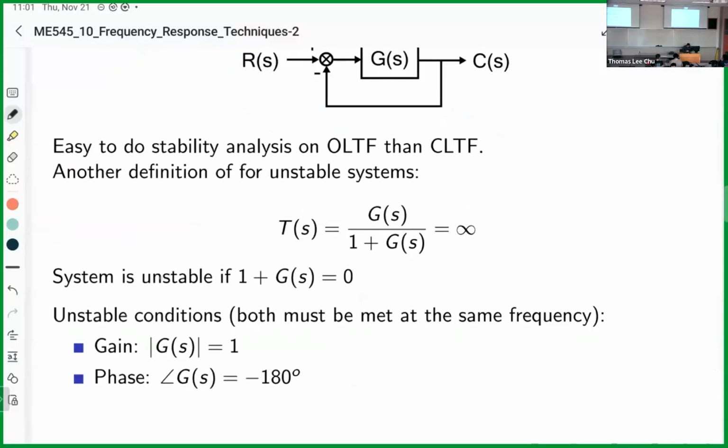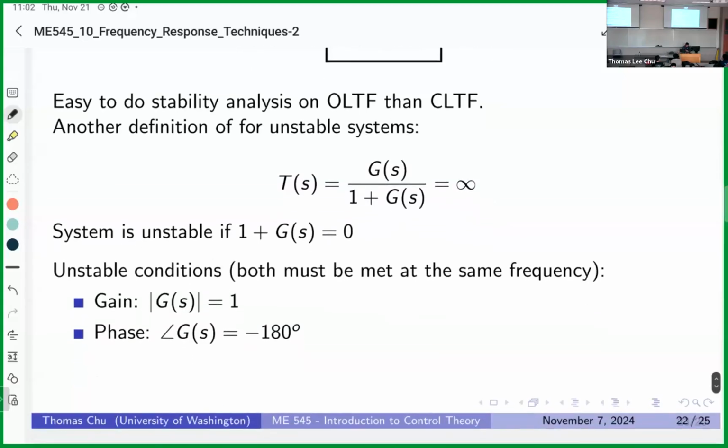The system is unstable if 1 plus G is equal to 0. That's the definition of a pole. I need to look into this statement here. I haven't looked at it since last year. So basically, we have unstable conditions, and both must be met at the same frequency, where your gain is 1 and your phase is minus 180 degrees.